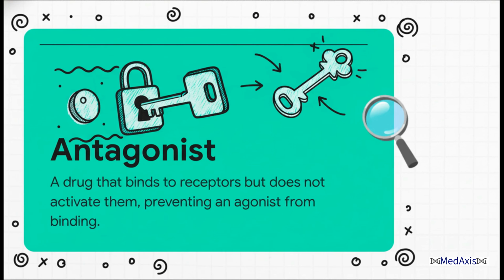So the real power of an antagonist isn't what it does, but what it stops from happening. By just acting as a placeholder, it blocks the body's natural on signals from doing their job. Think about beta blockers for high blood pressure. They work by blocking adrenaline from hitting receptors in the heart, which keeps it from getting overworked.